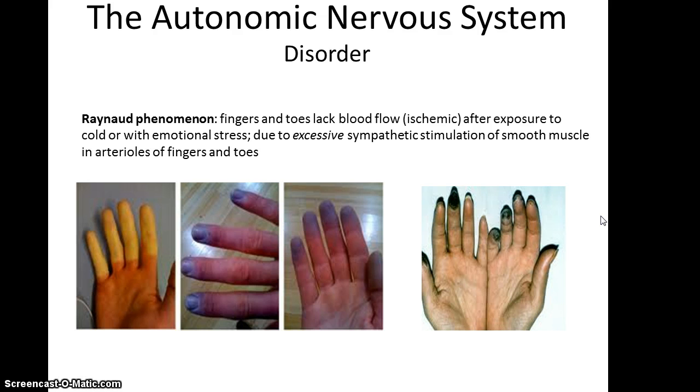And what happens is basically there is too much response by the sympathetic nervous system, and this is stimulating smooth muscles in the arterioles to close in order to preserve body temperature, even though it's not necessary. If these arterioles stay closed for a long period of time, it can lead to death of that tissue. So as you can see here, this woman apparently has the tips of her fingers basically died from lack of blood flow.